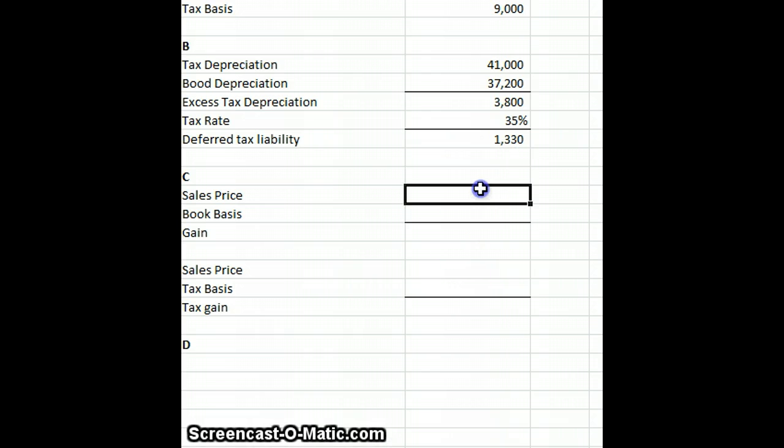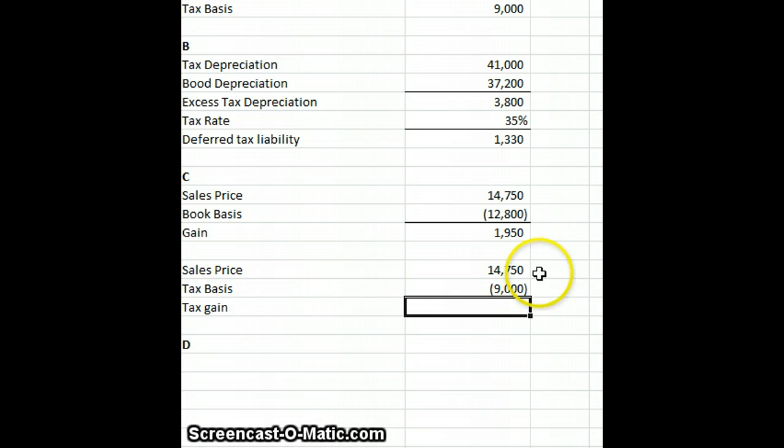We sell the equipment. So my sales price is $14,750, and that's the case under both methods. My book basis was $12,800, giving me a gain of $1,950 on our books. My tax basis, though, is $9,000, as we computed above, giving me a $5,750 taxable gain. Okay, so we have a higher taxable gain than we do an actual book gain.